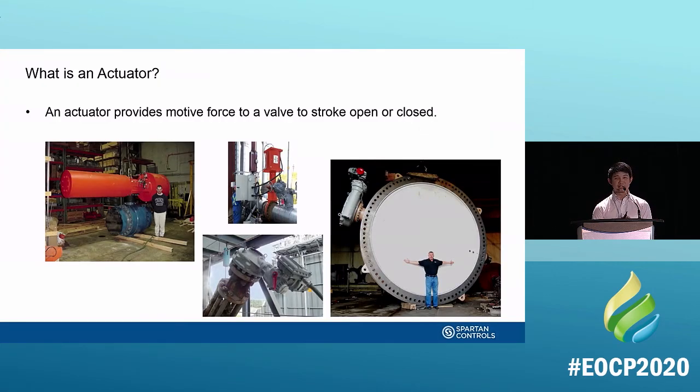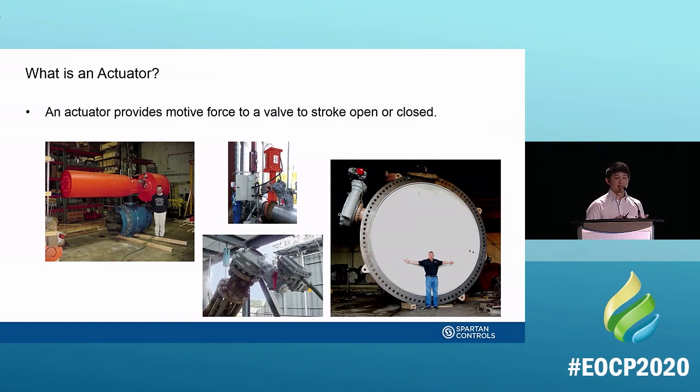So what is an actuator? Now, actuators come in all different shapes and sizes. You see some pictures there. On the left there, you can see a large pneumatic orange actuator, and they come in all sizes. That one's larger than a person. It's connected to a ball valve. And then there on the right, you can see that electric actuator connected to a huge butterfly valve.